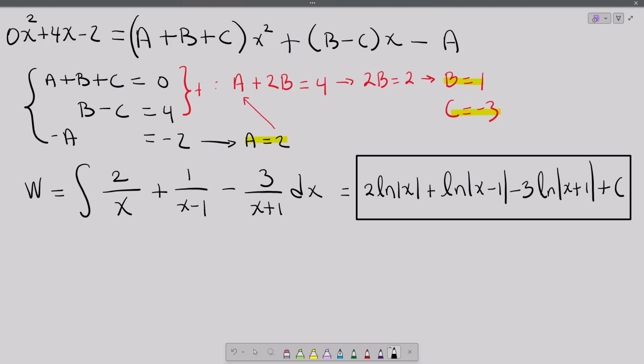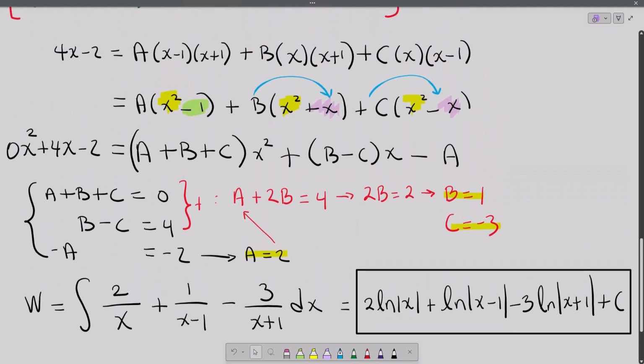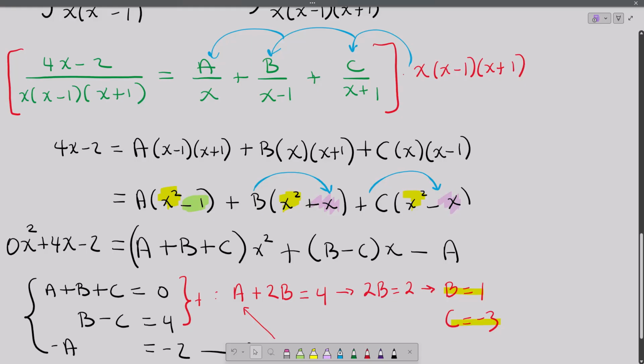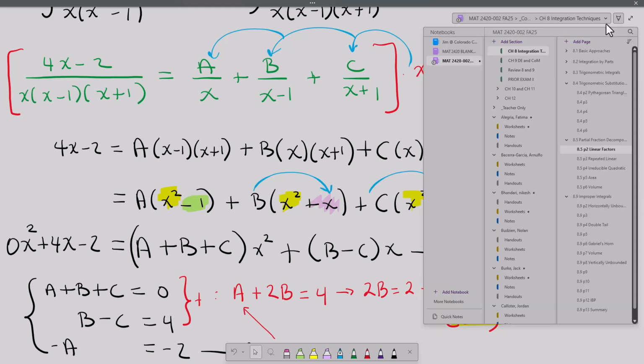Now, the hardest piece of this is actually probably this algebra in here and getting everything grouped properly. That's probably the hardest part. And let's look at the next.